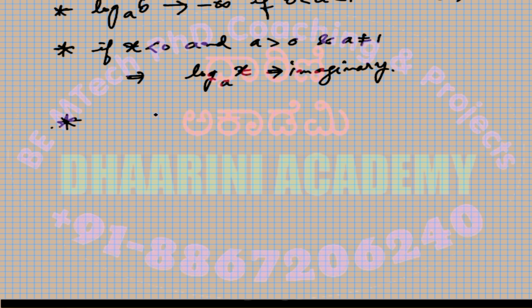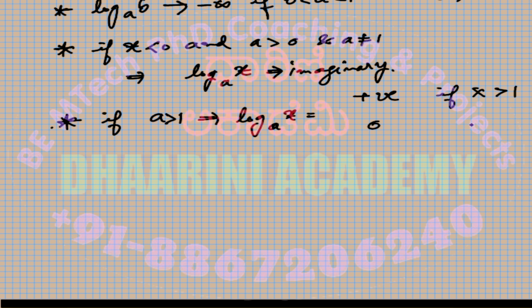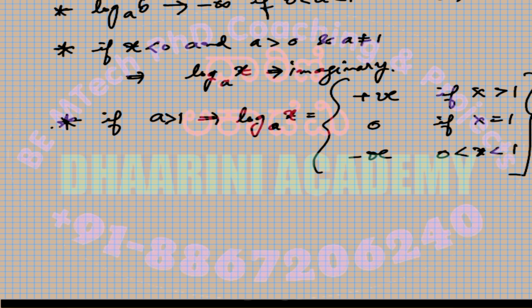Then the next one. If a is greater than 1, then the log of x to the base a takes several possible values. This is going to be a positive quantity if x is greater than 1. This is going to be 0 if x is equal to 1. This is going to be a negative quantity if 0 is less than x less than 1. So this log of x to the base a has three possibilities when a is greater than 1.